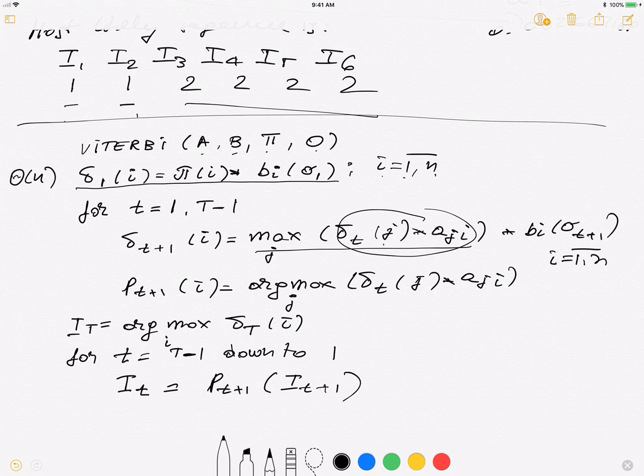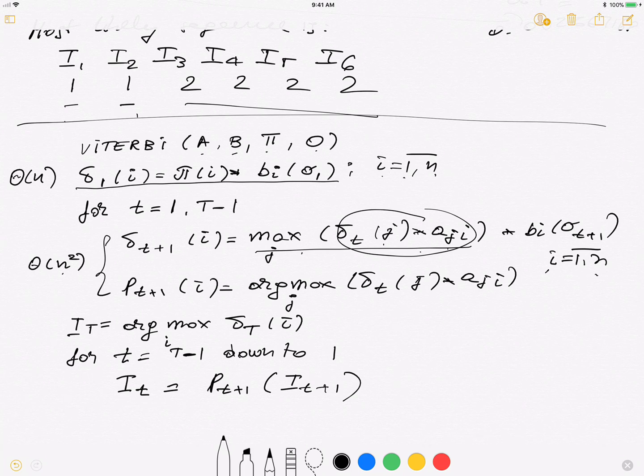So j can be 1, 2 to n. So I have n values to calculate. So that would be theta of n for each i. And I need to repeat that n times for all i's. So the complexity of these two without further ado will be theta of n squared.